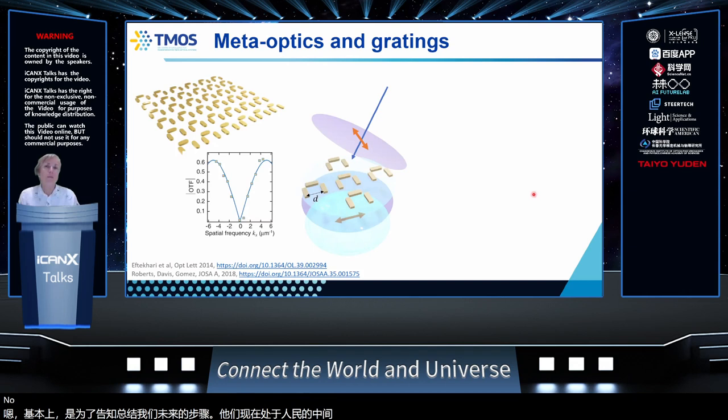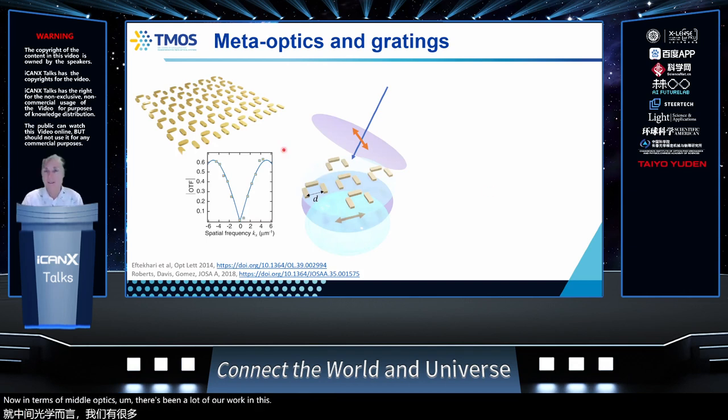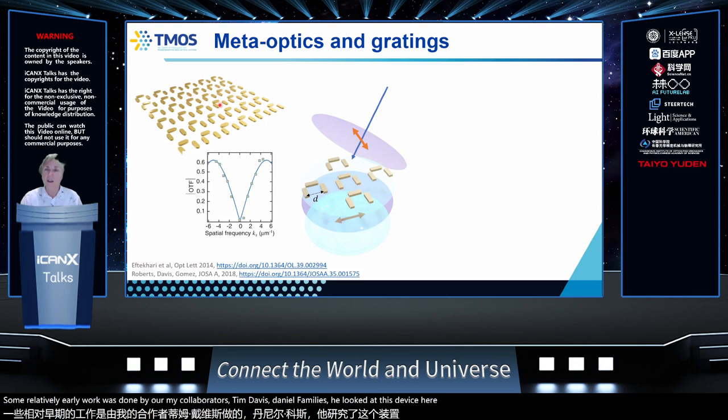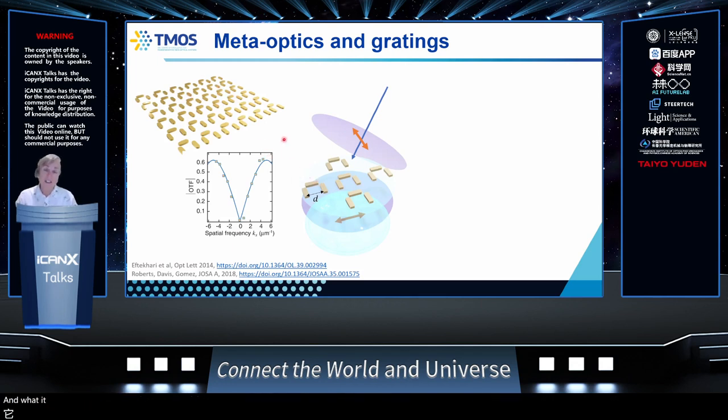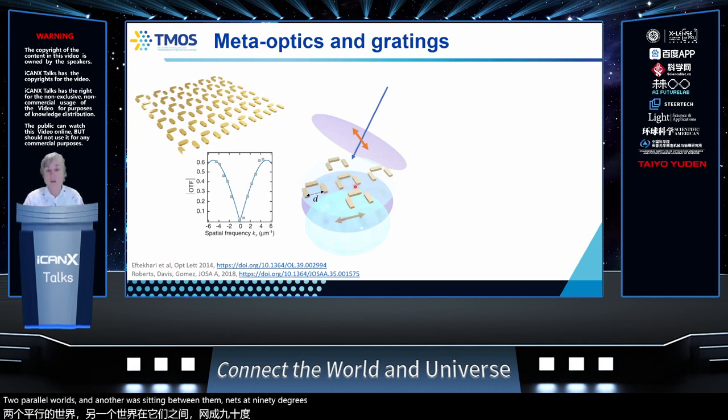Now, in terms of meta-optics, there's been a lot of work in this field over the last few years. Some relatively early work was done by my collaborators, Tim Davis and Daniel Gomez, who looked at this device here. They refer to it as a Wheatstone bridge structure. It consists of an array of these dolmen-type features where you've got two parallel rods and another rod sitting between them that's at 90 degrees to the two rods.